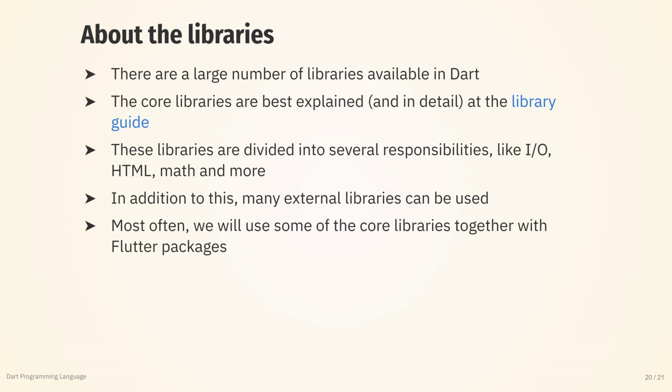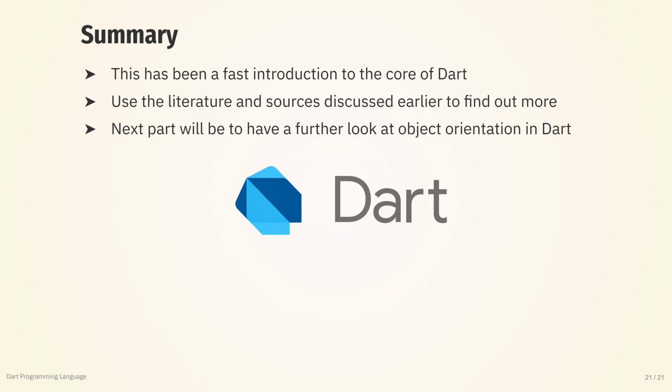And then, of course, by looking at pub.dev, you can see a large number of external libraries that could be used as well. And many of the core libraries work together with the Flutter packages. And then there are a lot of Flutter packages available as well. So this has been a really fast introduction to the core components of Dart. You will need to have a look at some of this in the book or in different other places as well, but you've been given the high-level tour of the most important things.